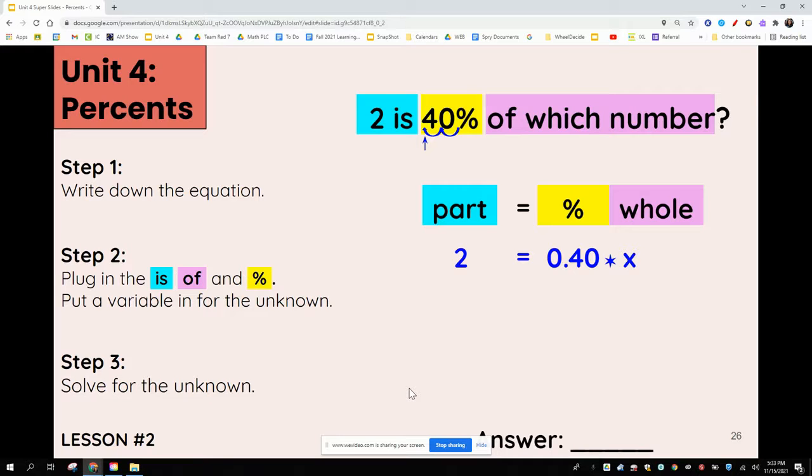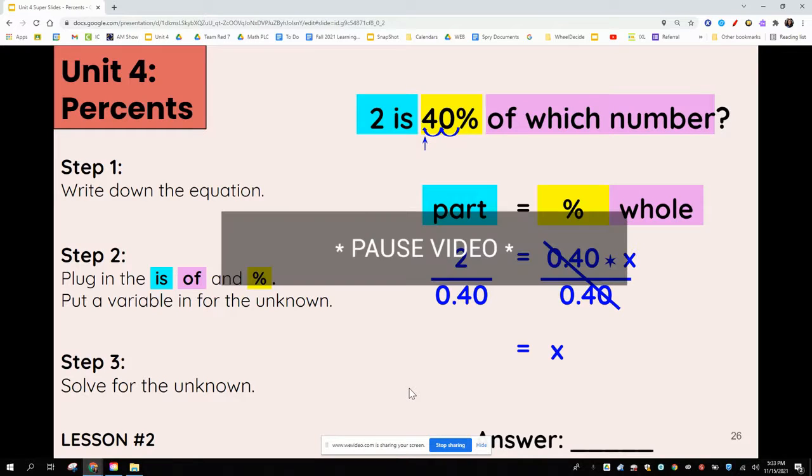Now we have to solve for x. Right now, x is being multiplied by 0.40. The opposite of multiplying by 0.40 is dividing both sides by 0.40. So I'm going to divide both sides by 0.40. The 0.40s on the right-hand side cross off, and I'm just left with x. Finally, my x is alone. To get the answer, you have to type in 2 divided by 0.40. Go ahead and do that and see what you get.